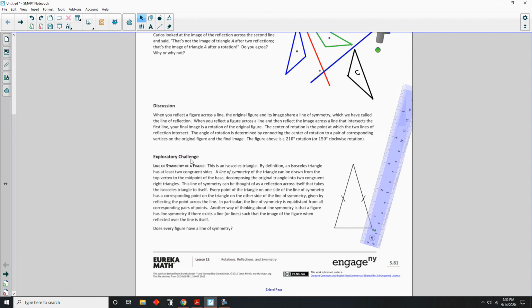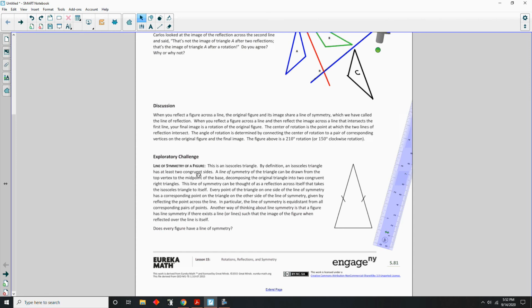Exploratory challenge. Do you understand why it's 150 clockwise? Well, 210 plus 150 is 360, so we could go 210 degrees counterclockwise or 150 degrees clockwise and land on the same location. So the exploratory challenge now says line of symmetry of a figure. This is an isosceles triangle. Two sides are marked congruent, making it isosceles, and by definition, that has at least two congruent sides.